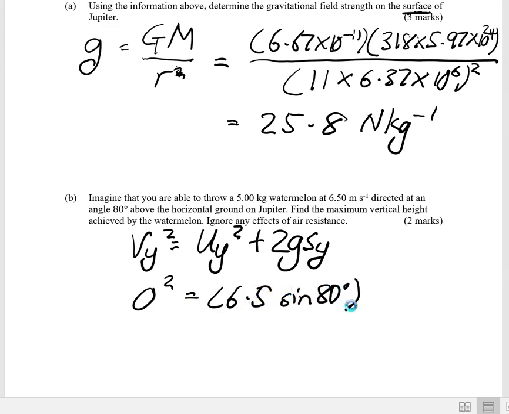Please recap on all this. Sine of 80, that's Uy, and square the whole term, plus twice of the g. Here there's a common mistake: if you put 9.8, it's not right, because that's for Earth. As for Jupiter, it is the answer from part A, which is negative 25.8. So it's a negative 25.8, followed by the expression Sy.